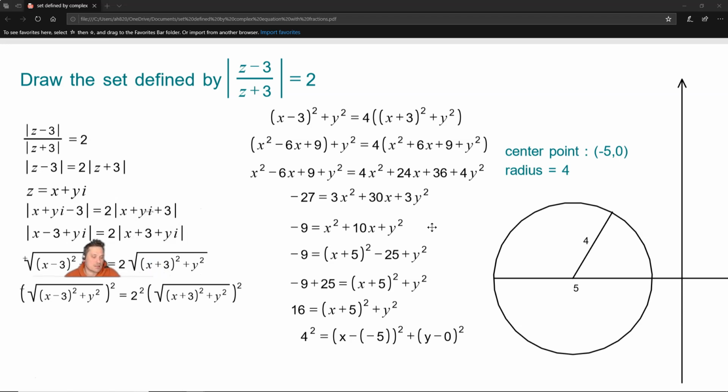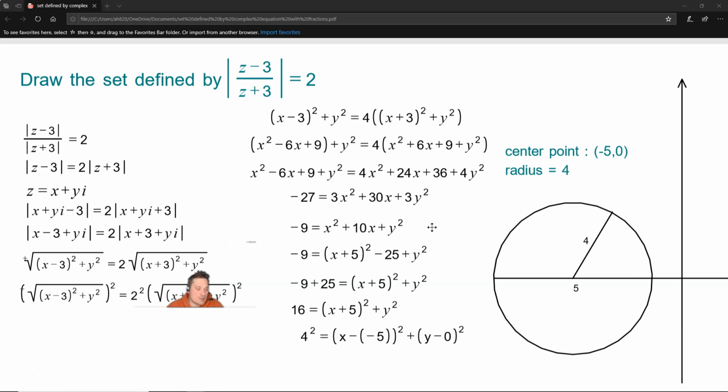Next, I'm going to apply the definition. That means I'm going to apply the Pythagorean theorem to find the modulus. So the x minus 3 under the square root symbol becomes (x minus 3) squared, and the y part under the root symbol becomes y squared. On this side, I'm going to have 2 times the square root of (x plus 3) squared plus y squared. Applying the definition of the length of a complex number, that's all.